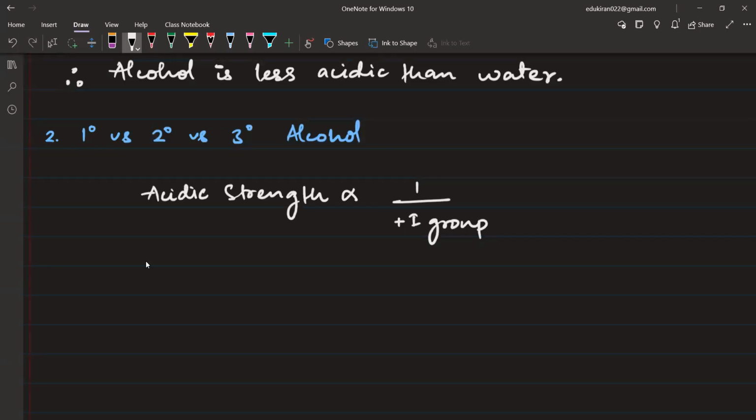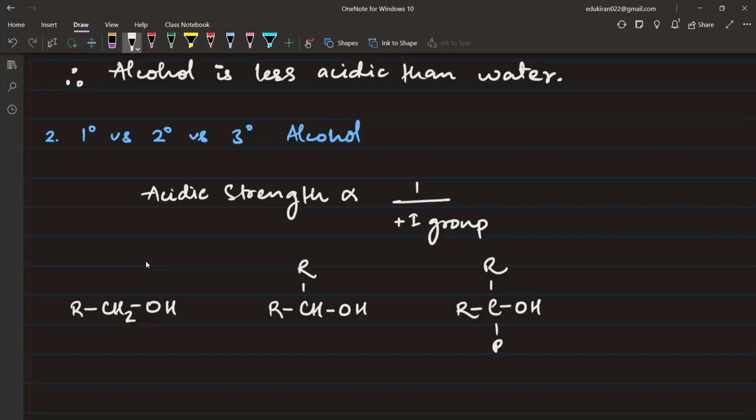What is 1 degree alcohol? 1 degree alcohol will be something like this: R CH2 OH. What is 2 degree? R CH, one more alkyl group, and then OH. What is 3 degree? R carbon OH, R and R. So this will be 3 degree.